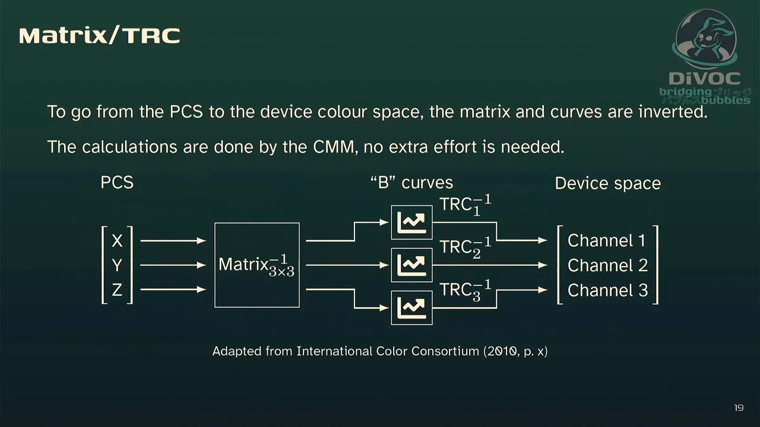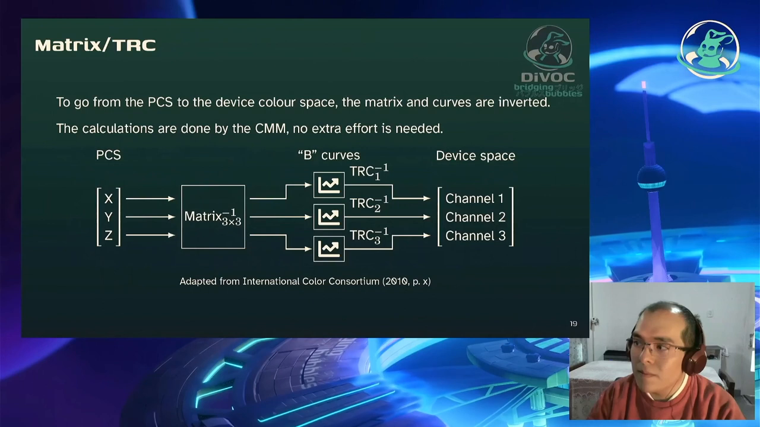And to go from the PCS to the device color space, you need to reverse the direction of the transformation. You start from the profile connection space, you apply the inverse matrix, you apply the inverse tone response curves, and finally, you end up in the device space. The most important thing here is all these calculations are done automatically by a color management module, so no, you do not need to make extra effort as a profile designer.